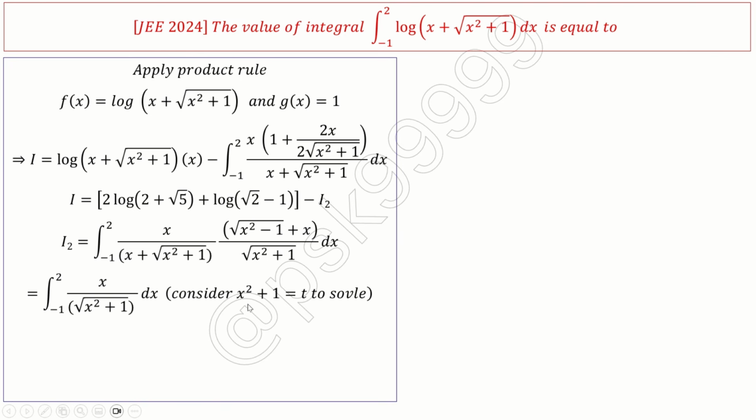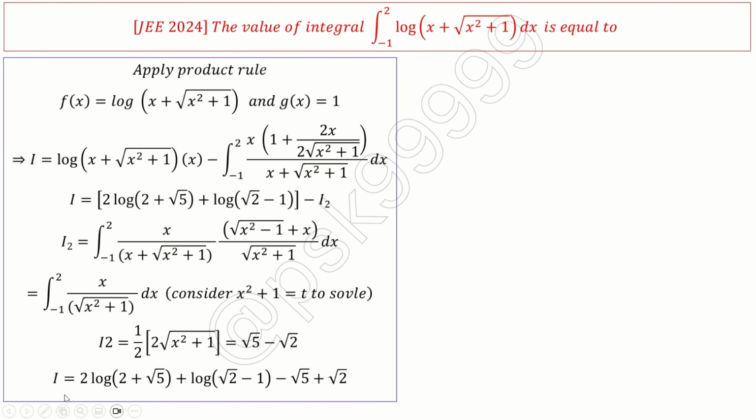Now you consider x square plus 1 as t, and you can solve it easily. You will get half of integration of 1 by square root of t dt, right? That is nothing but I2 is half of 2 times square root of x square plus 1. If I apply limits minus 1 to 2, this will become square root of 5 minus square root of 2. Now my integration is simple.